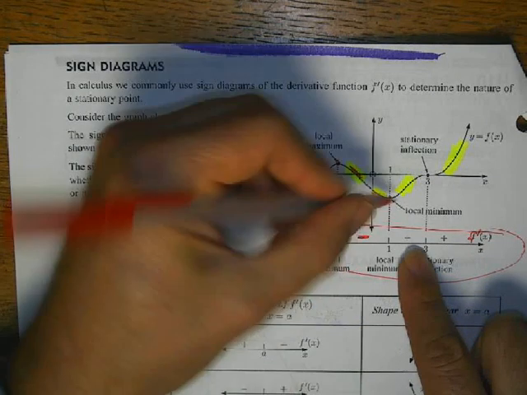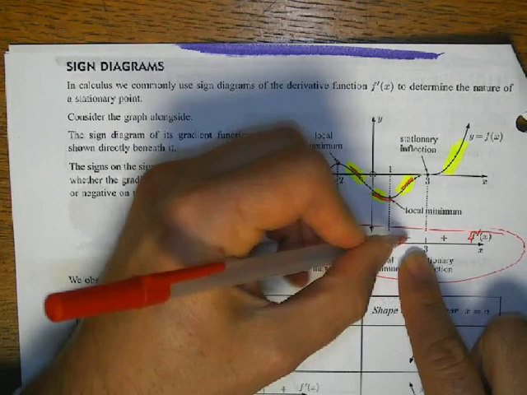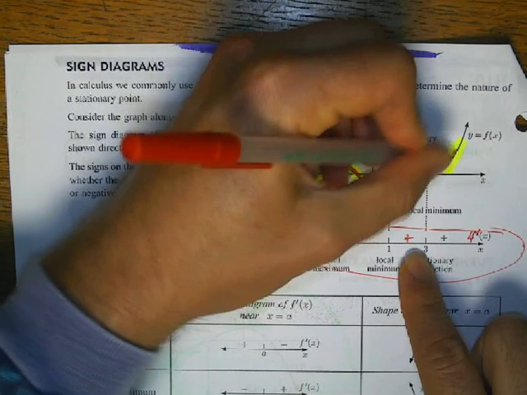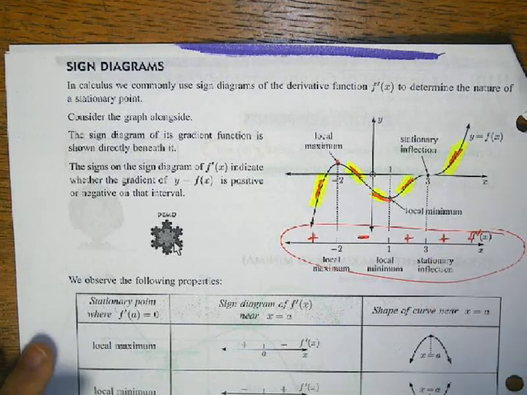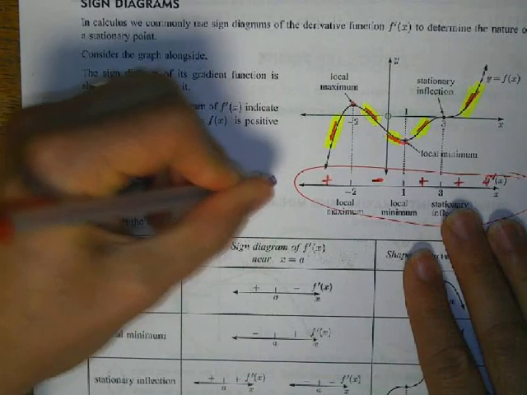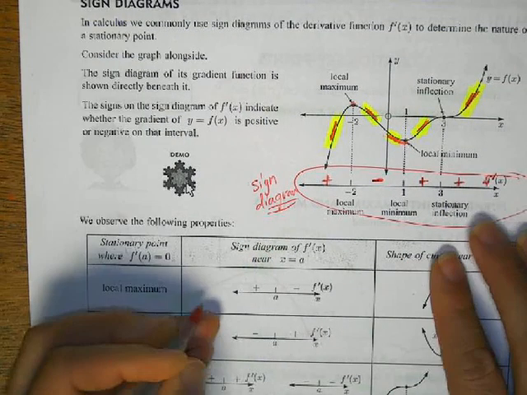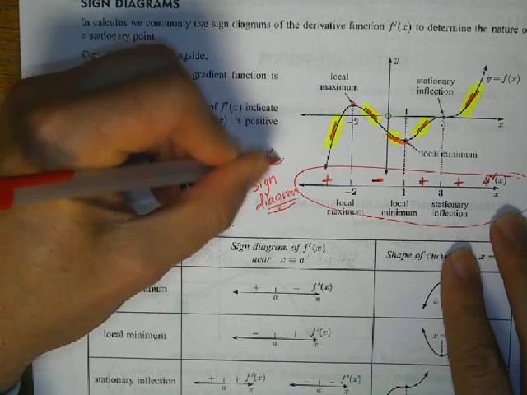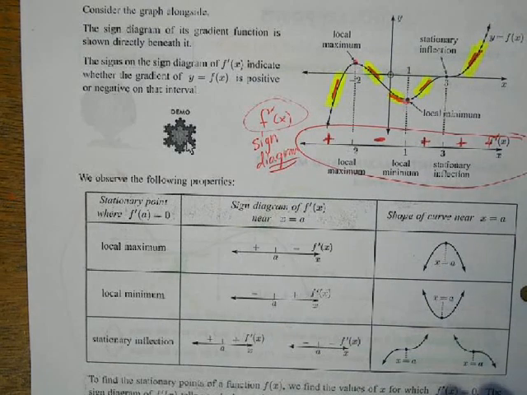And then between this point here and this point here, we have a positive slope. And so in this positive slope, we have a positive first derivative. And same thing here. The slope is positive, so that means we have a positive first derivative here. Okay. So this is my sign diagram, the sign diagram for the first derivative. We'll be talking about second derivative sign diagrams in just a minute.